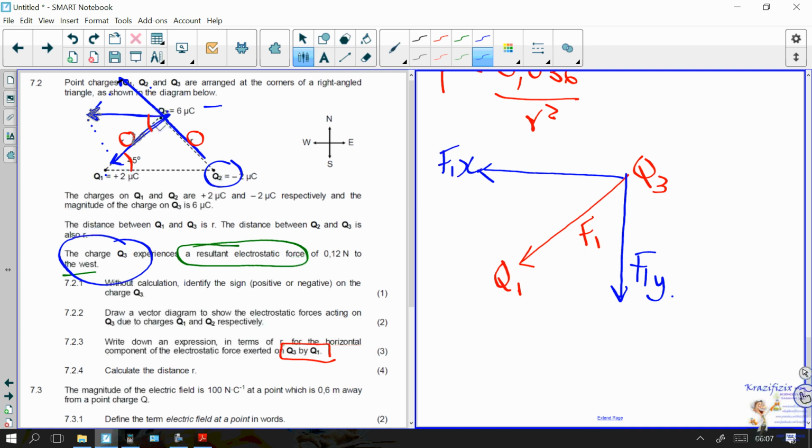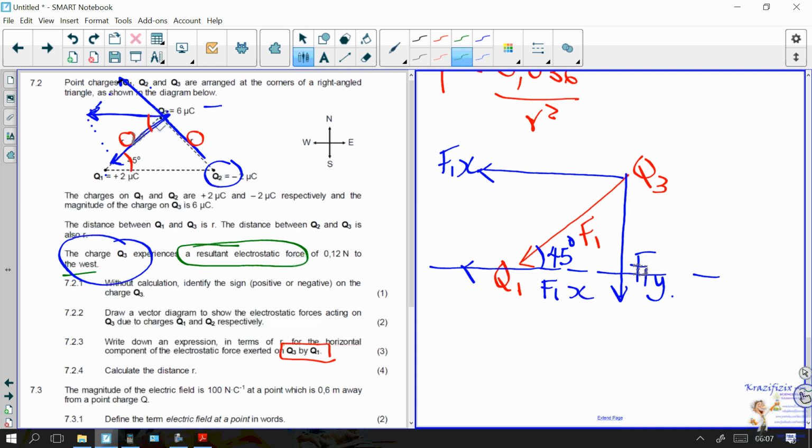F1X. Now we are looking for the horizontal what? Component. Remember that this angle now is 45 degrees. What do I now do? Okay, grade 10, equal forces. It means I can have this as my F1X.